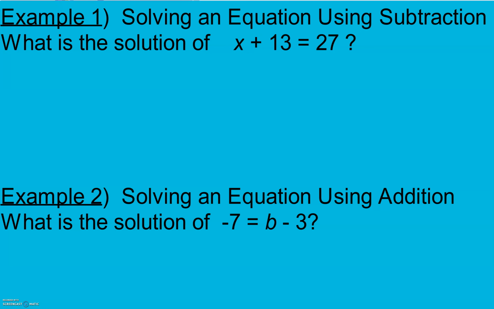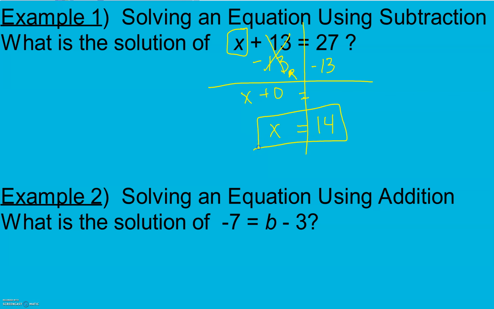In example 1, we're trying to get x by itself. So I need to get whatever else is on that side equal to 0, because x plus 0 is how I get to just x. So if I subtract 13 here, 13 minus 13 gives me 0, and x plus 0 gives me just x. I have that x alone on the left side like we tried to get. It's isolated. But whatever I do to one side, I have got to do to both in order to keep it equivalent. So since I subtracted 13 on the left, I have to subtract 13 on the right, and I get down to 14. So here x equals 14.